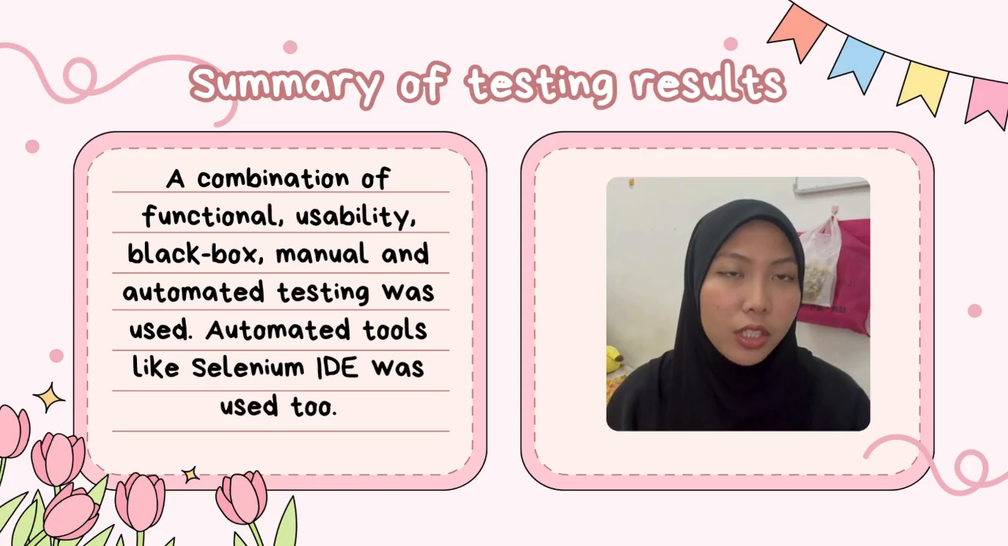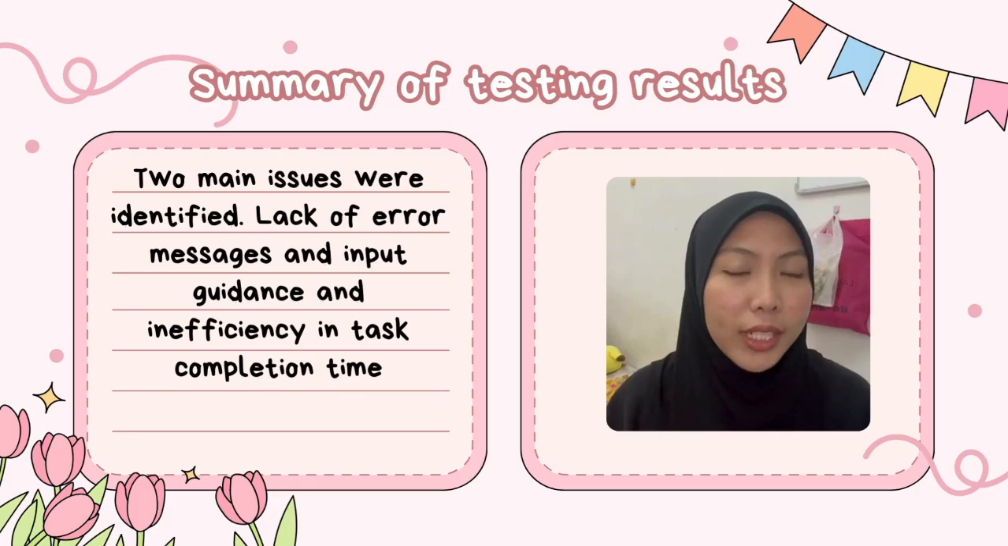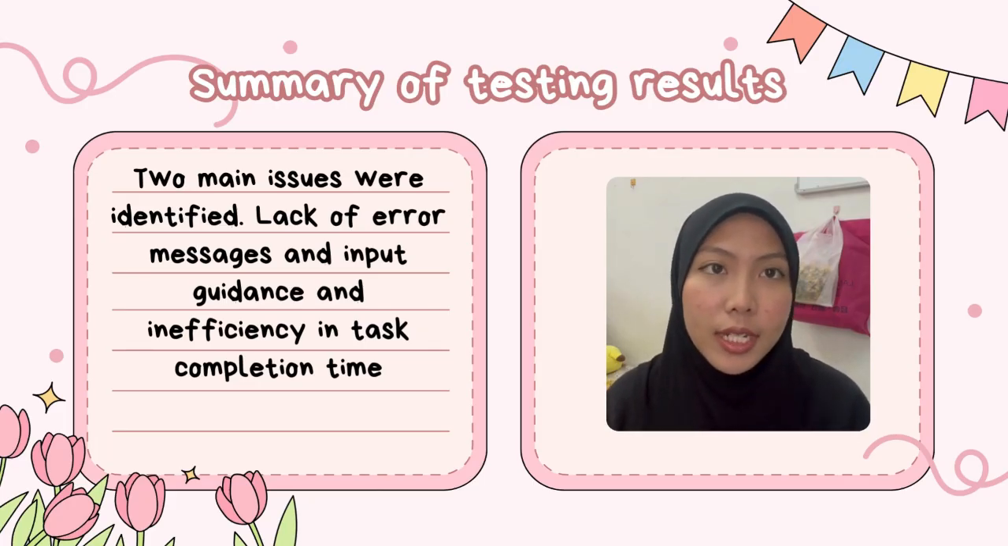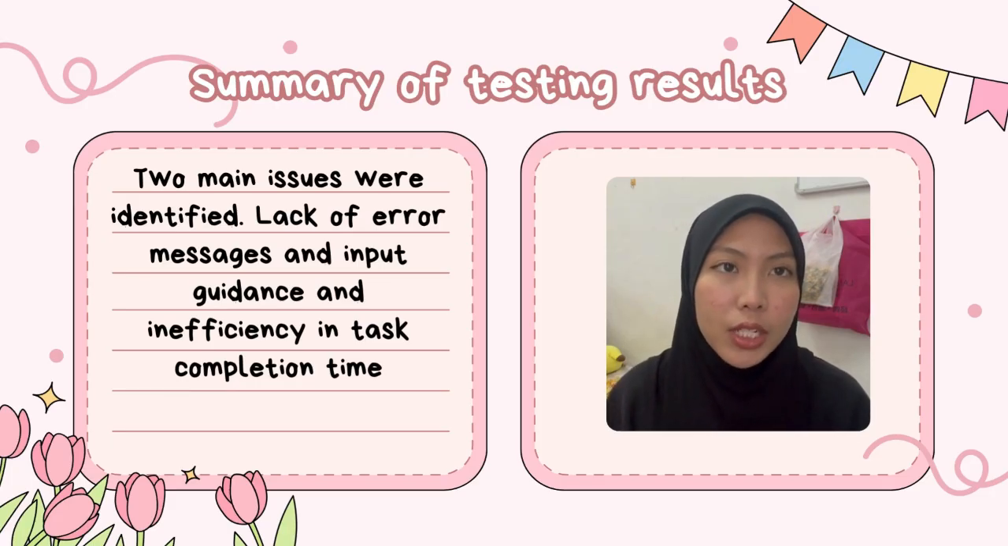A combination of functionality, usability, black box, manual, and automated testing was used. Automated tools like Selenium IDE ensured consistency in repetitive and regression testing, while usability testing verified the interface for ease of use on desktop browsers. We identified two main issues: the lack of error messages and input guidance, and the inefficiency in task completion time. To address this, we recommend improving error messages and optimizing the task execution timeline.